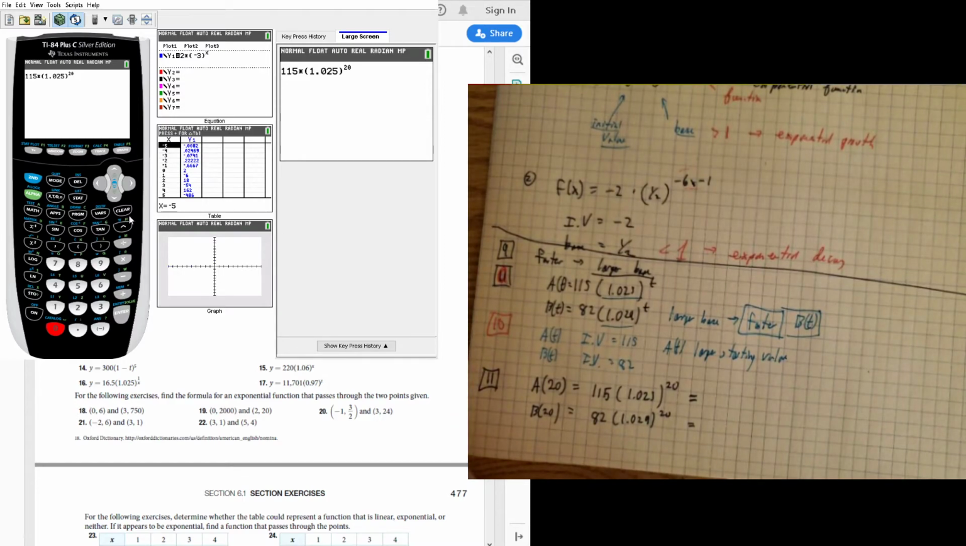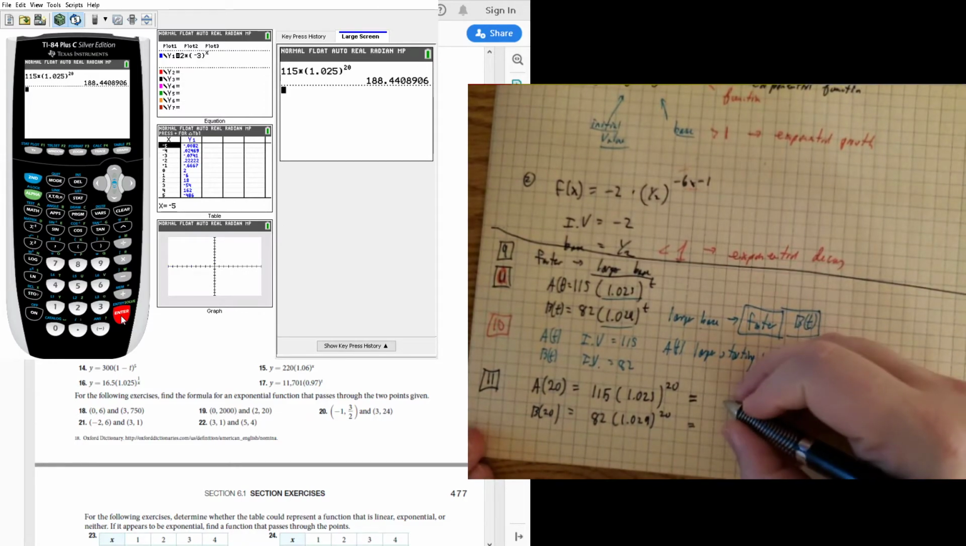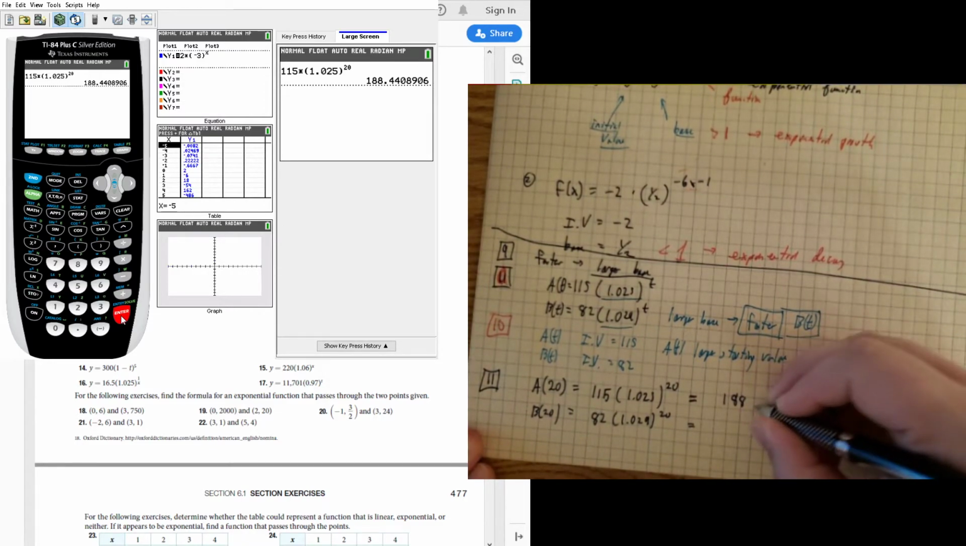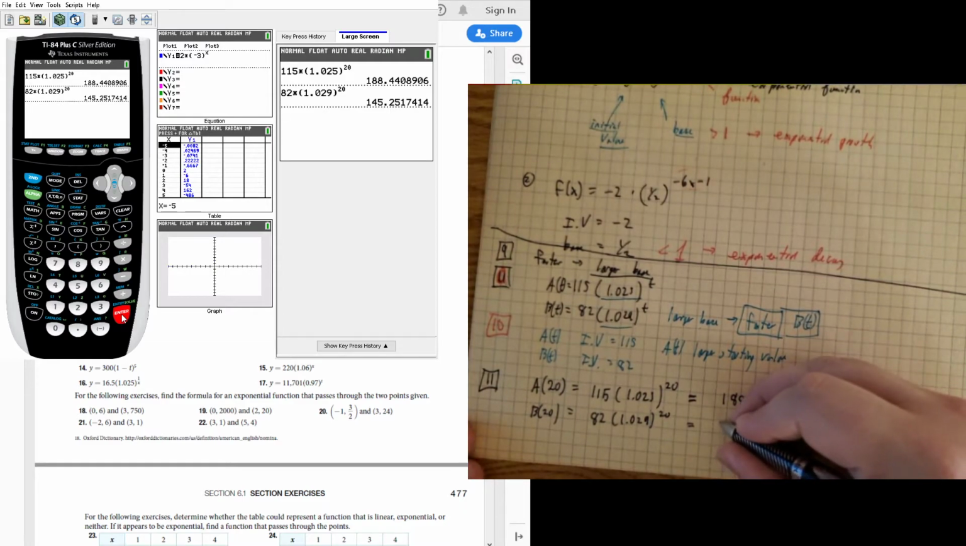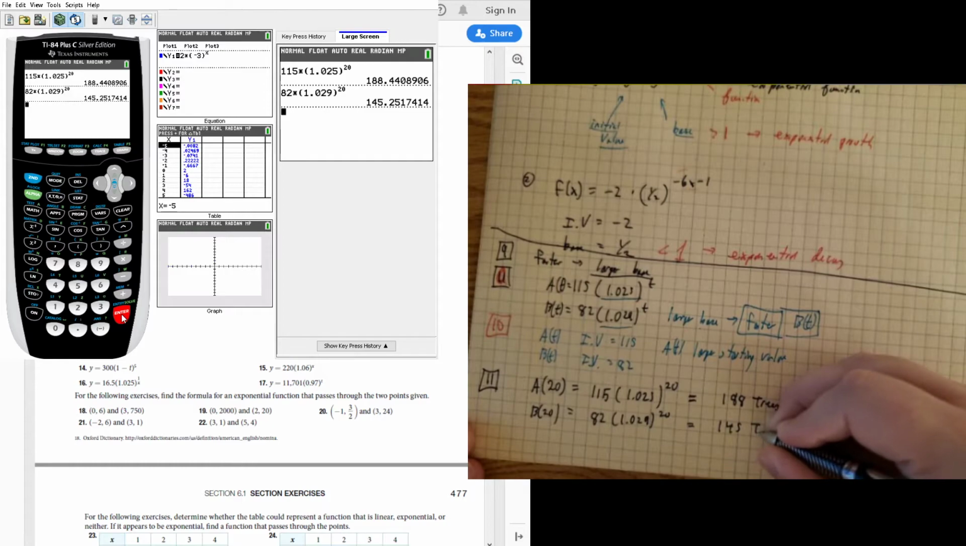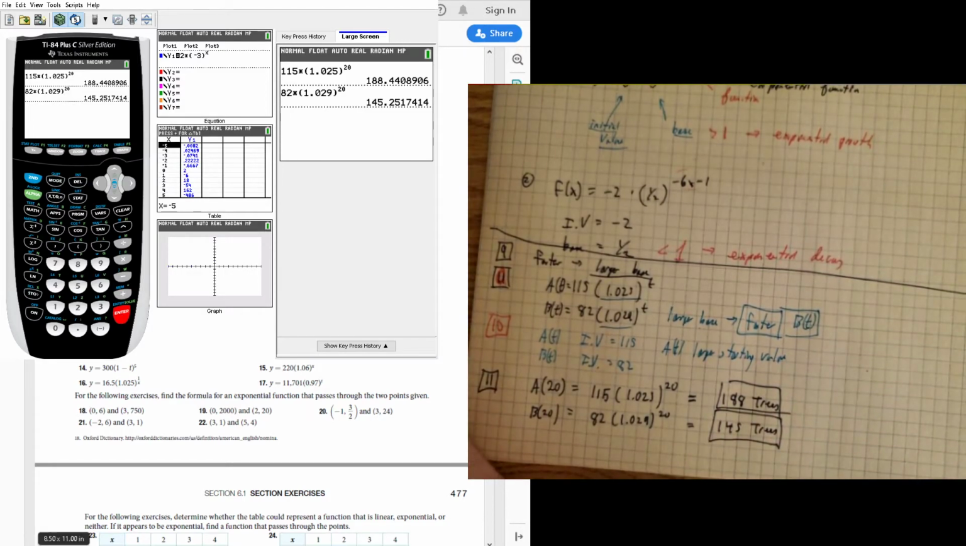115 times 1.025 to the 20th power. This tells me after 20 years, there'll be 188 trees. Let's try the other one. So take 82 times 1.029 to the 20th power. And it tells me that after 20 years, there'll be 145 trees. So in forest A, there'll be 188. In forest B, there'll be 145.